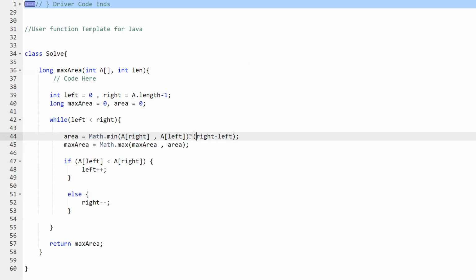And then for the distance we'll be doing right minus left, and then we are updating the value of max area, whichever is maximum, either what is stored in max area itself or the area that we have calculated. Whatever is maximum, we'll be storing that in max area. Now how will we be updating the value of left and right? If a of left is less than a of right, then we'll be exploring on the right side, that is we'll be doing left plus plus, otherwise we'll be doing right minus minus, and at the end we are simply returning max area.